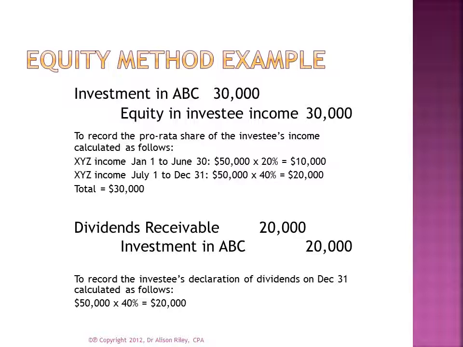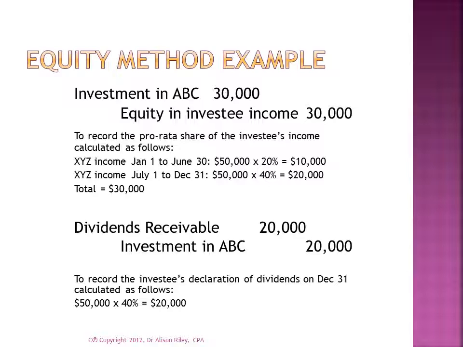This is ABC's equity in XYZ net income for the first half of the year. Also, since XYZ income from July 1st to December 31st is also assumed to be $50,000, we multiply $50,000 by ABC's 40% new total ownership percentage to give $20,000. This is ABC's equity in XYZ net income for the second half of the year. Therefore, ABC's equity in XYZ's earnings for the year is $30,000.